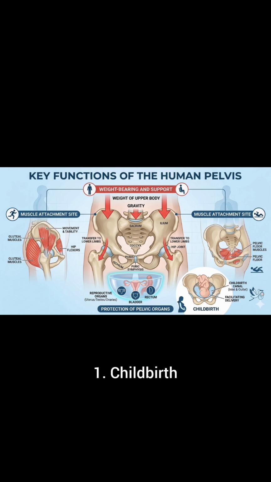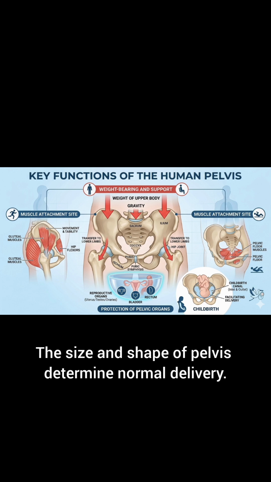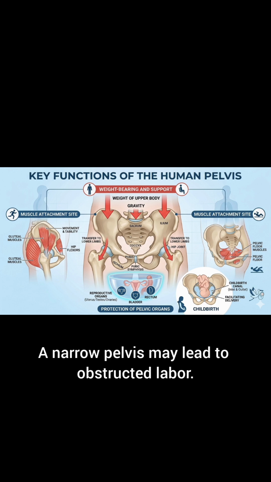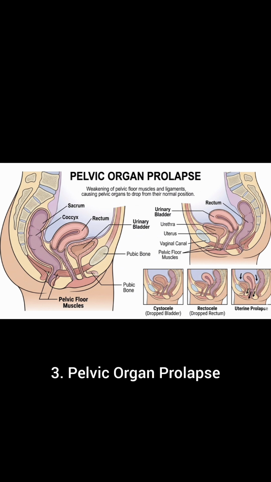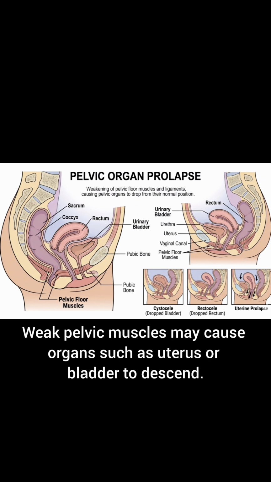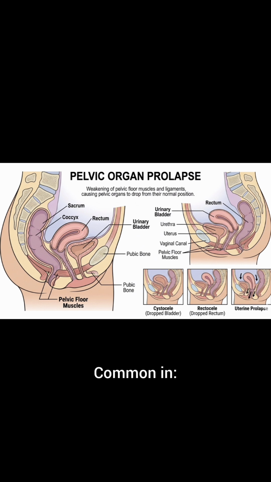1. Childbirth. The size and shape of the pelvis determine normal delivery. A narrow pelvis may lead to obstructed labor. 2. Pelvic fracture. Common causes: road traffic accidents, falls, trauma. Symptoms: severe pain, difficulty walking, internal bleeding; may be life-threatening. 3. Pelvic organ prolapse. Weak pelvic muscles may cause organs such as the uterus or bladder to descend. Common in multiple childbirth and old age.